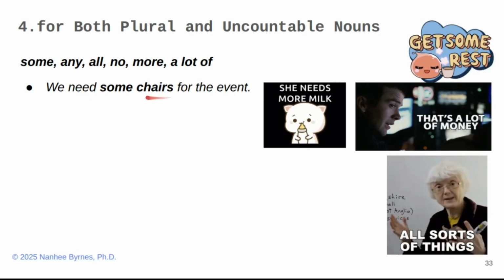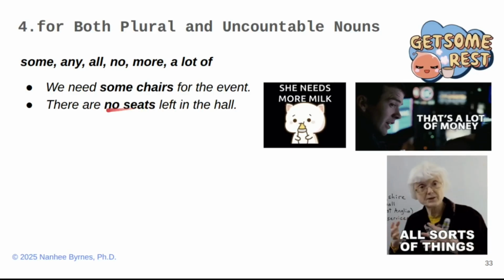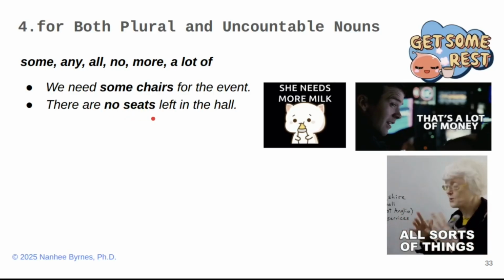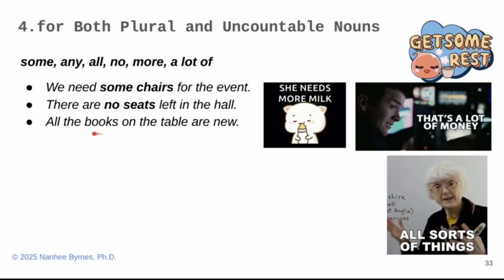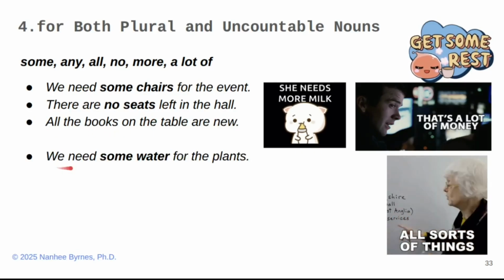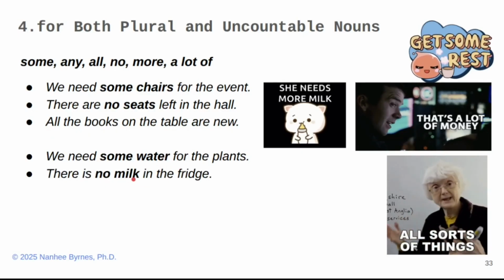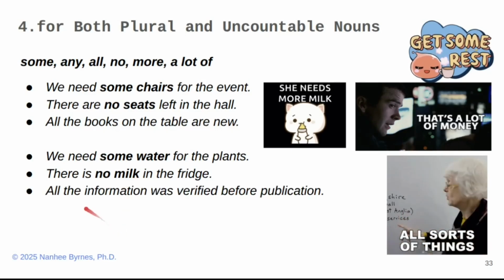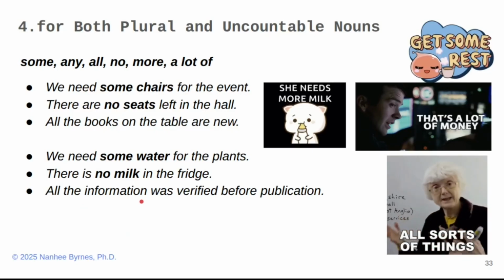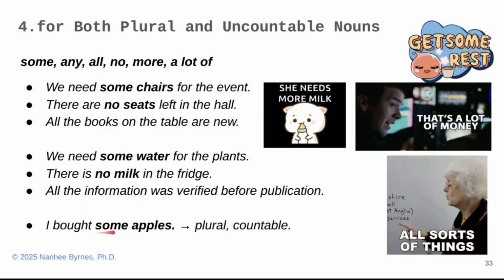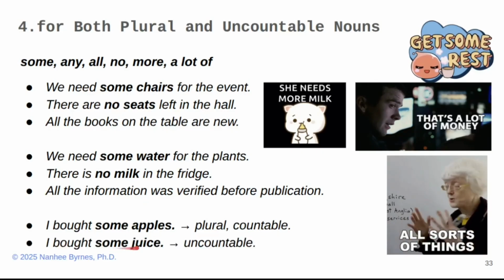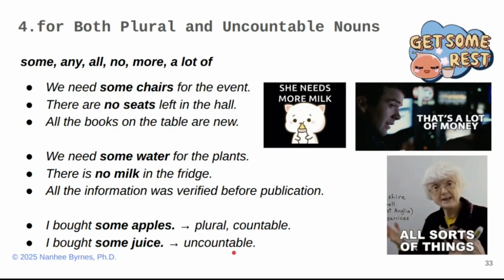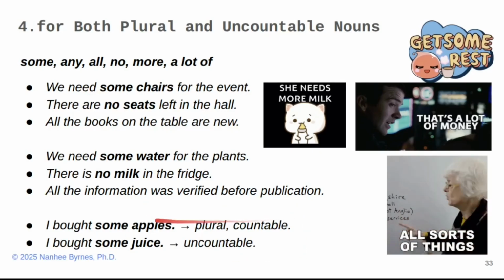Plural countable examples. We need some chairs for the event. There are no seats left in the hall. All the books on the table are new. Uncountable examples. We need some water for the plants. There is no milk in the fridge. All the information was verified before publication. Compare. I bought some apples. Plural, countable. I bought some juice. Uncountable. Same quantifier, different noun type, and both are correct.